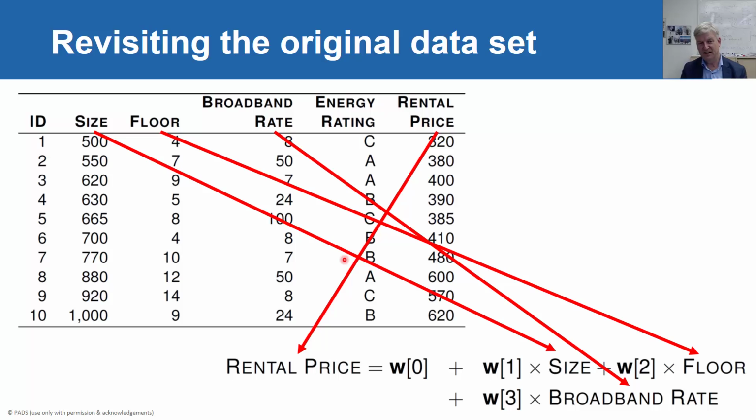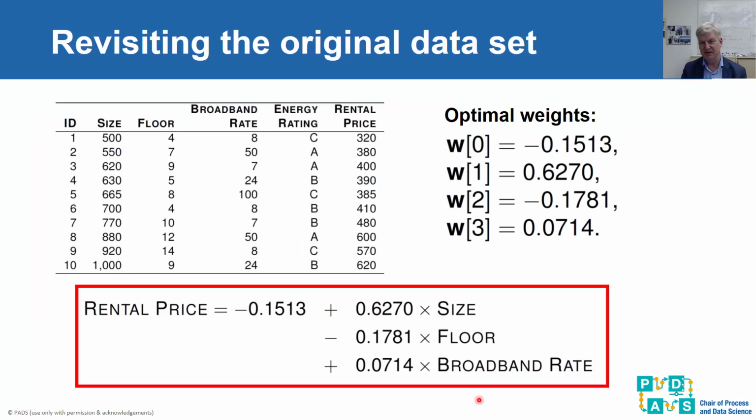So if we now look at, let's say, before we just looked at size, now we also include floor and broadband rate. And now our regression formula starts looking like this. So we have W0 until W3. And so in total we have 4 weights. And we would like to compute the weights in such a way that our error is being minimized. I think this should be pretty clear.